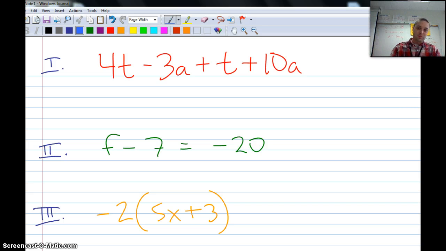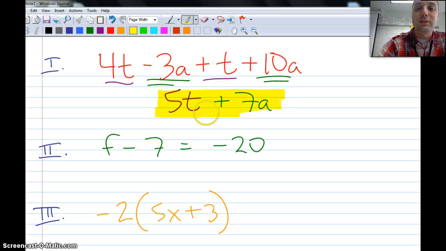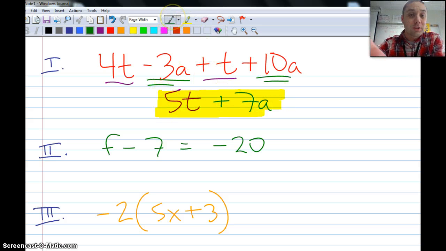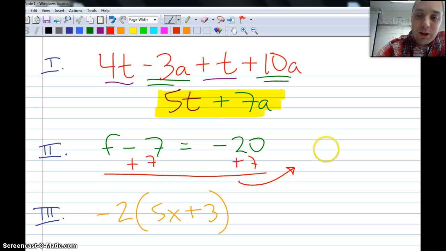Okay, how'd you do on those? So you should have looked at these t's and gone, okay, there's 4t plus 1t, that's 5t. And you should have looked at the a's and gone negative 3a plus 10a, well, that's positive 7a. So your final answer should have been 5t plus 7a. Over here, it's just a little one-step equation to solve for f. Add 7 to both sides. Negative 20 plus 7 is negative 13.